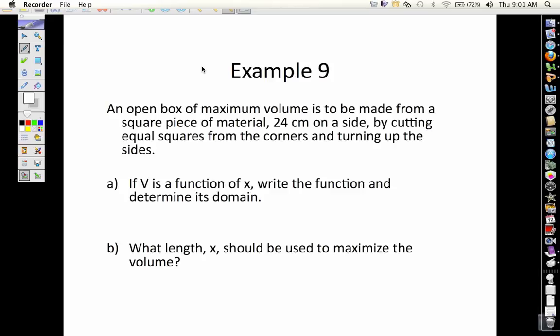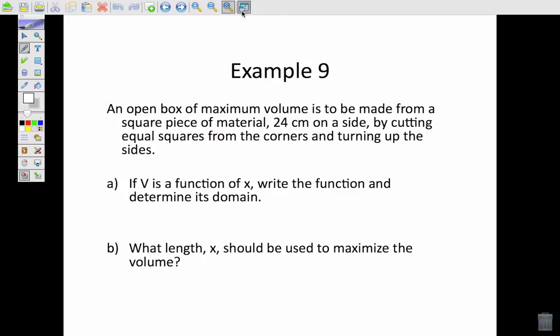Part A, if V is a function of x, write the function and determine its domain. And part B, what length x should be used to maximize the volume? All right, so let's go ahead and draw out some information.